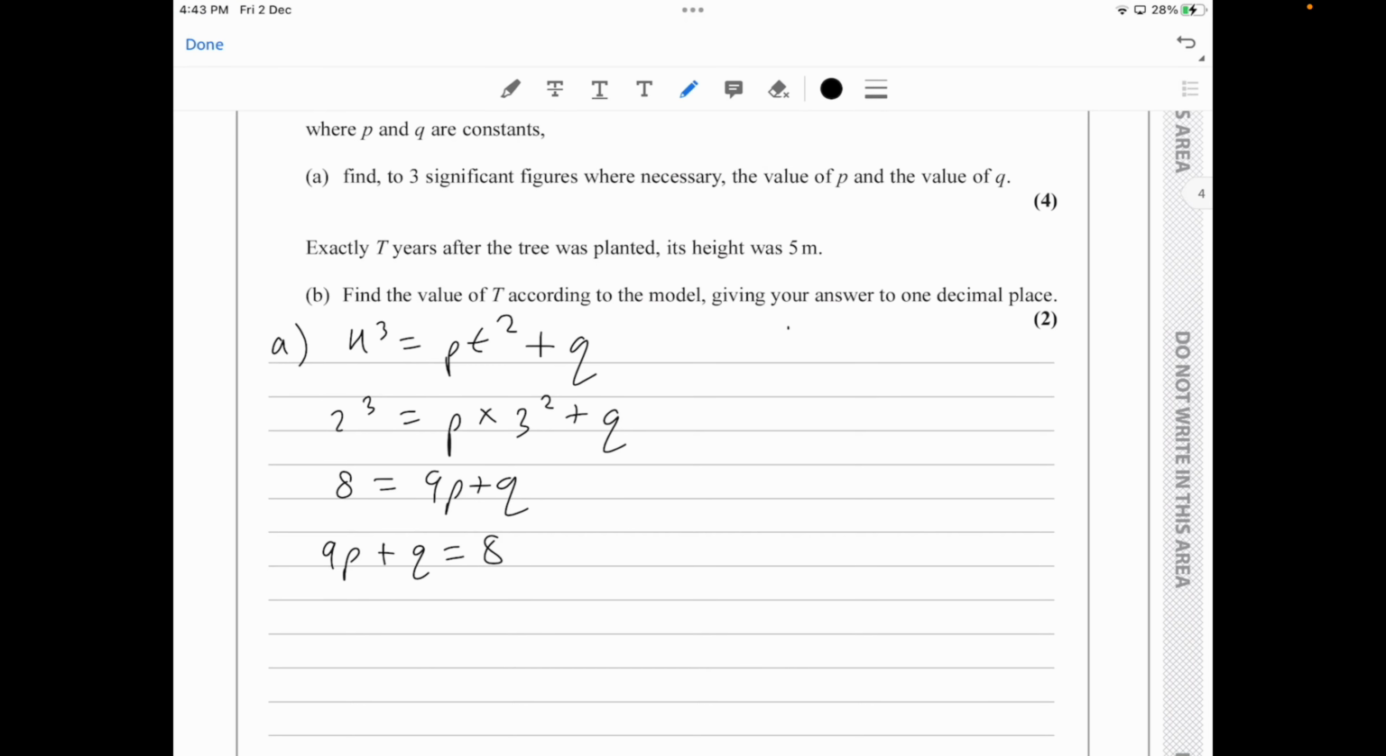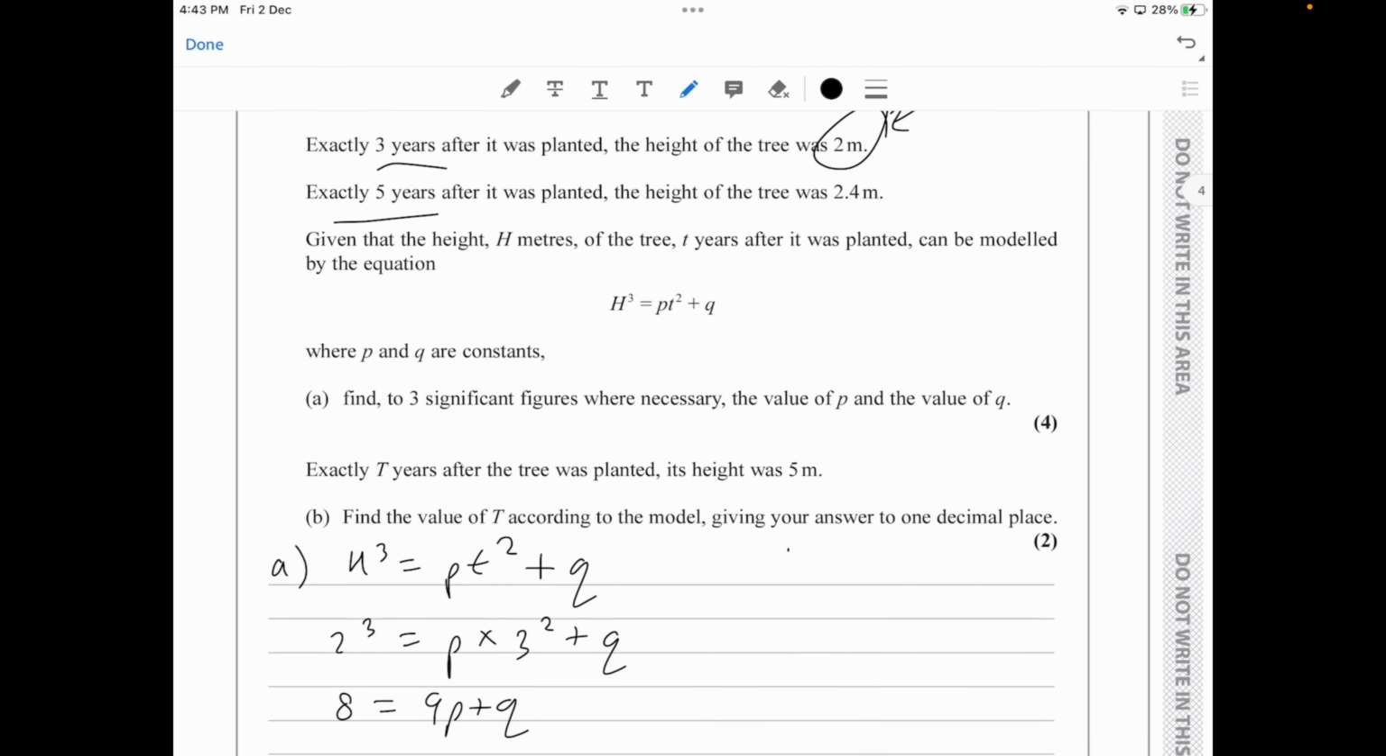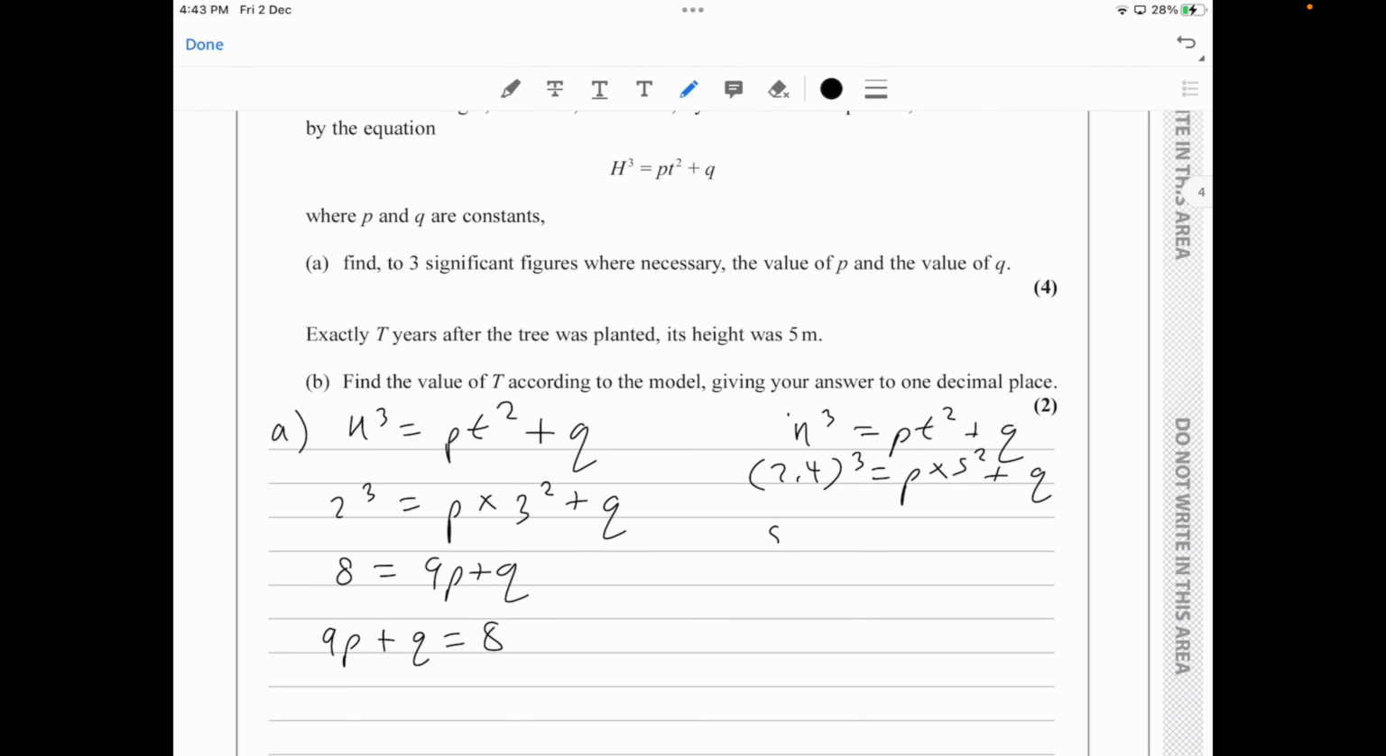And now we're just going to repeat the same process again for exactly 5 years, using the same equation. I'm just going to write it down here again. This time the height was 2.4. So 2.4 raised to the power 3 is equivalent to p times the time, which is 5 years in this case, so 5 squared, plus q. That's going to give us 5 times 5. 2.4 raised to the power 3 is going to become 13.824, equivalent to 25p plus q. Now we're just going to rearrange this again: 25p plus q is equivalent to 13.824. By the way, do use your calculator.